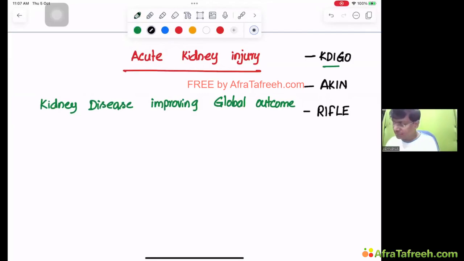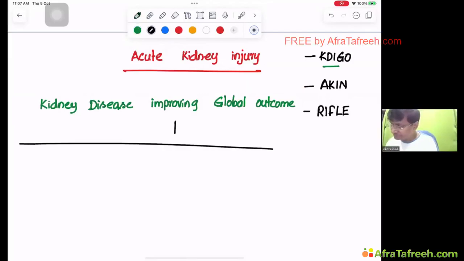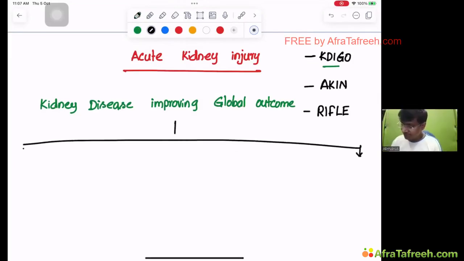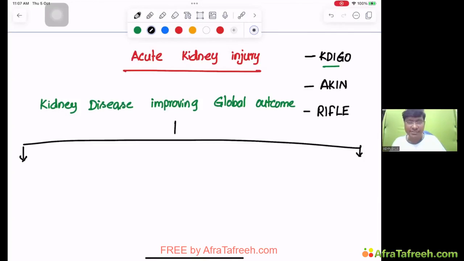Now, according to KDIGO, KDIGO has taken two parameters for defining the acute kidney injury. What is the important function of the kidney? That is urination. Another important function of the kidney is to excrete nitrogenous waste products. So once the kidney is damaged, there will be excessive accumulation of nitrogenous waste products in the body, and along with that, the urine output reduces.